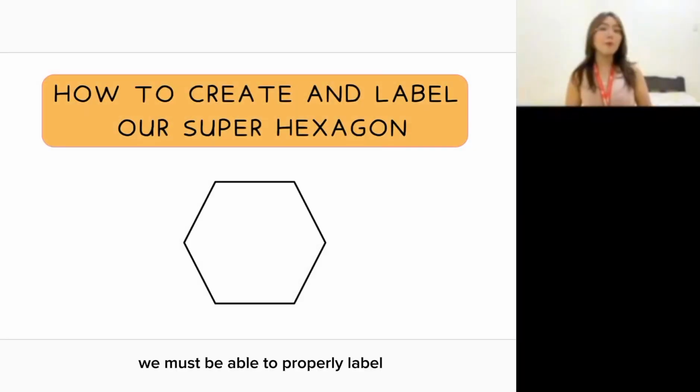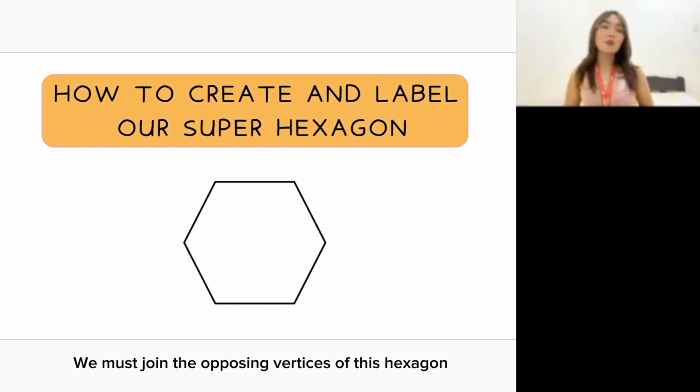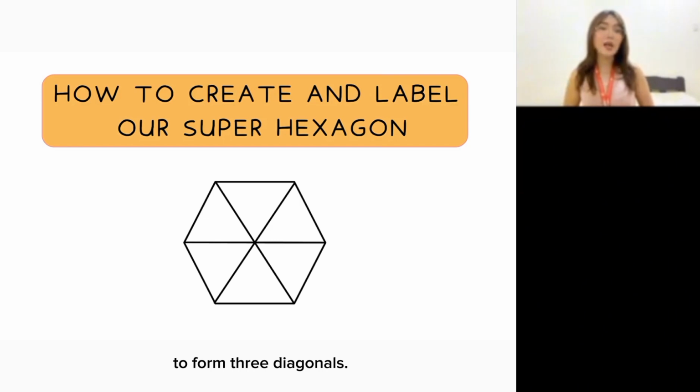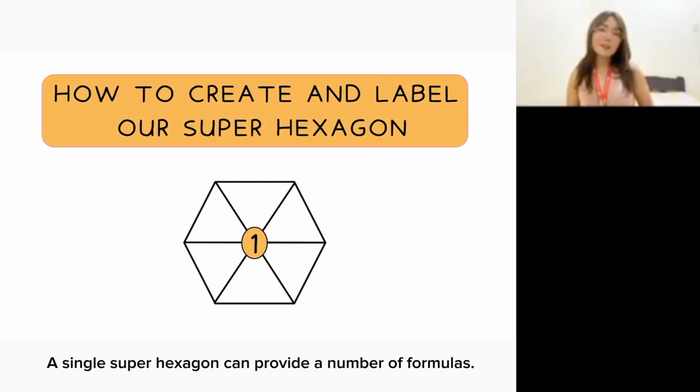First and foremost, we must be able to properly label and create our super hexagon. We must join the opposing vertices of this hexagon to form three diagonals. We place the number 1 in the hexagon's middle. A single super hexagon can provide a number of formulas.